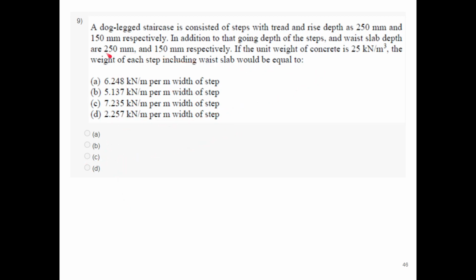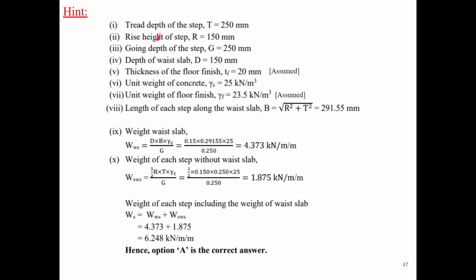Here also we need to find the weight of each step, including waist slab. But nothing is given about floor finish. Therefore, the weight of each step will be the summation of two dead loads: one is the weight of step excluding the waist slab, and second is the weight of the waist slab. Let us see how to calculate. It will be similar.